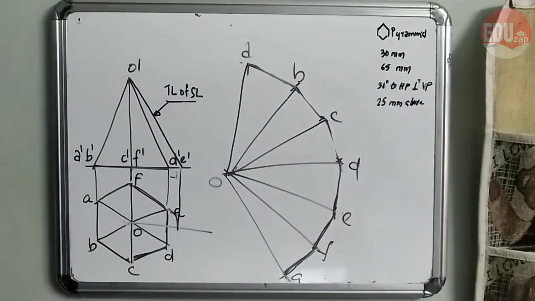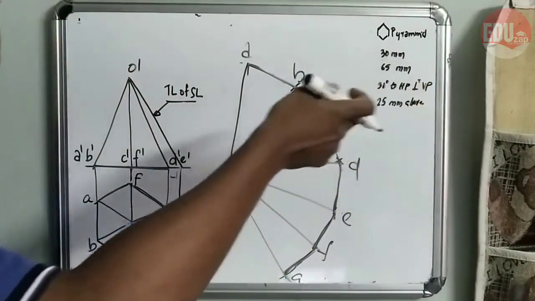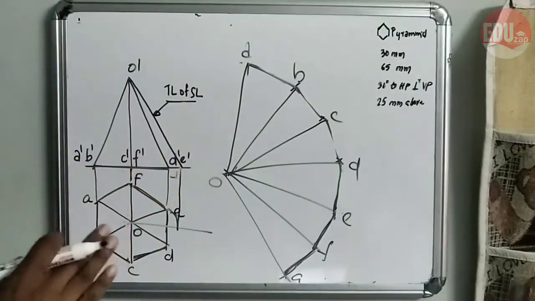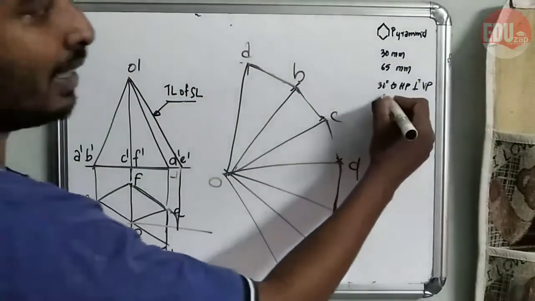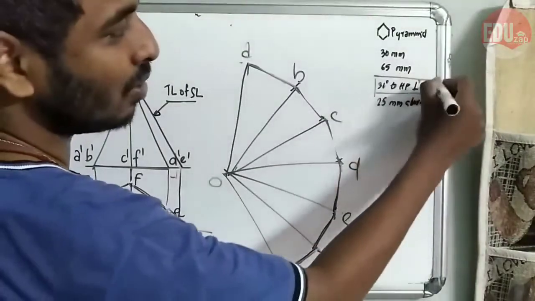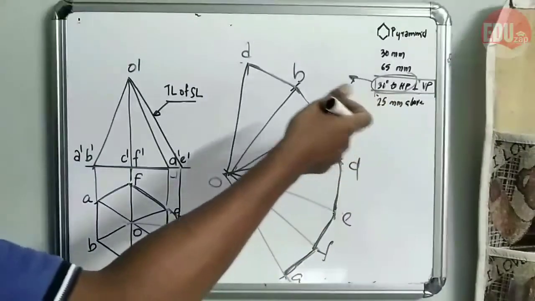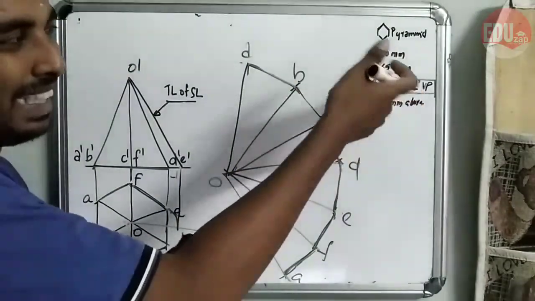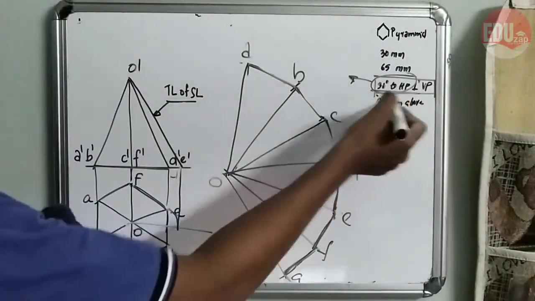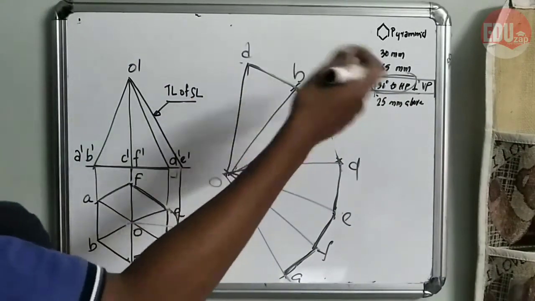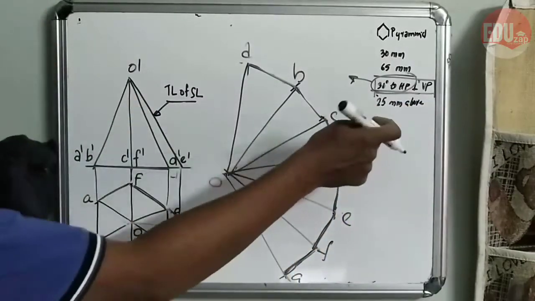Then they are saying it is sectioned by a section plane 30 degrees to the horizontal plane and perpendicular to the vertical plane, passing through a point on the axis 25 mm above the base. That represents the auxiliary inclined plane. Anyway, you can learn it by heart like this. If the section plane is making an inclination with the HP, then you can mark it on VP. The section plane is 30 degrees to HP, that you mark in VP, and that plane is passing through a point on the axis 25 mm above the base.